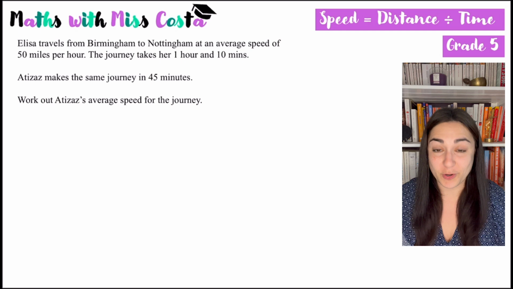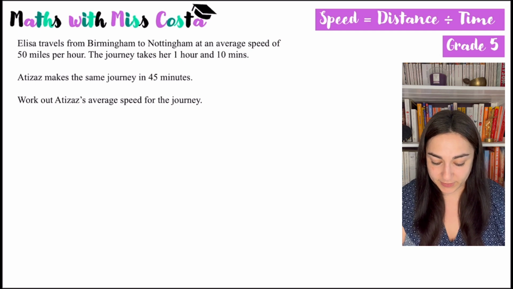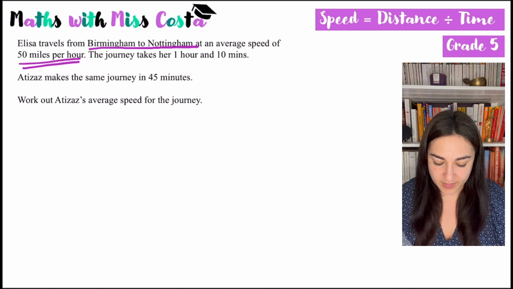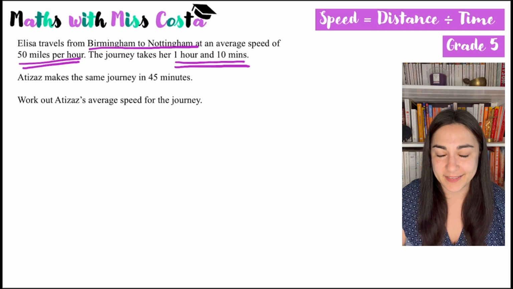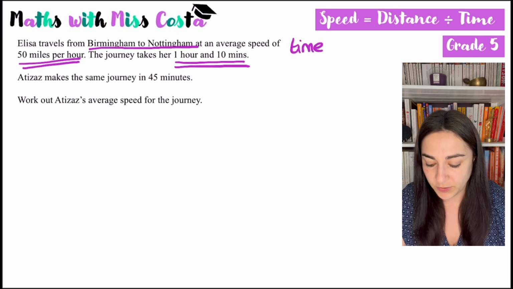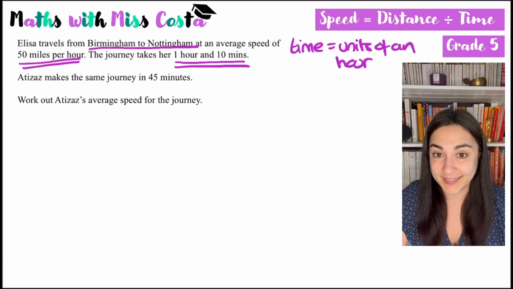Okay, so here I've got a slightly more challenging speed, distance, time question. Elisa travels from Birmingham to Nottingham at an average speed of 50 miles per hour. The journey takes her 1 hour and 10 minutes. Now remember what I said: when you're dealing with speed, distance and time, you always want to write it as units of an hour. So how do I turn minutes into hours?